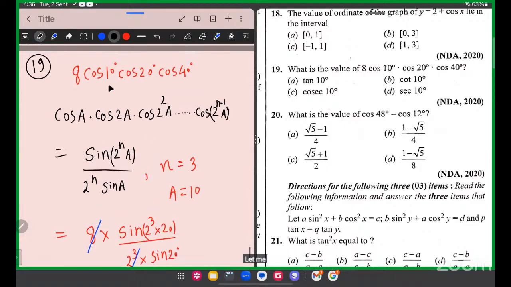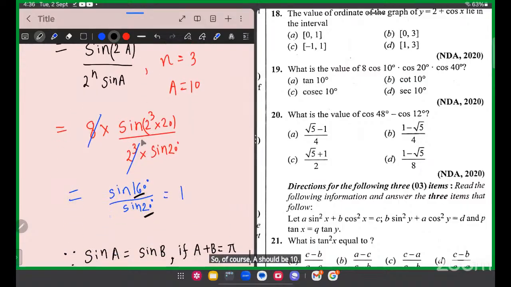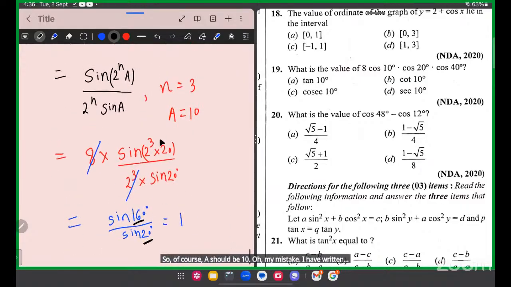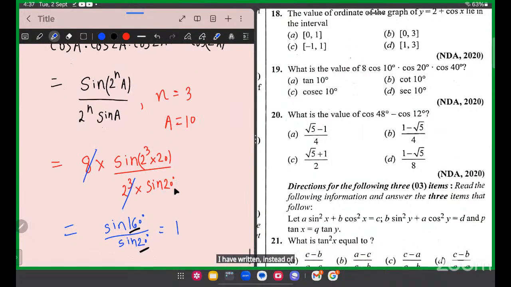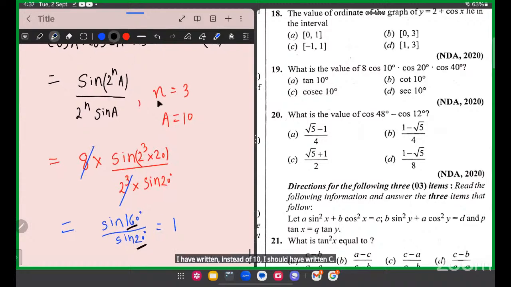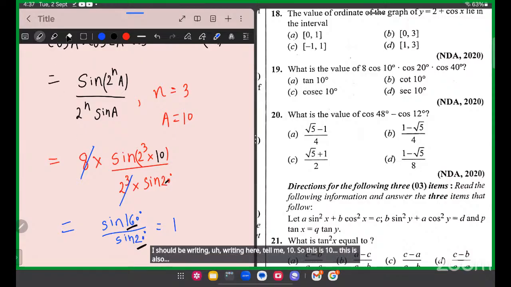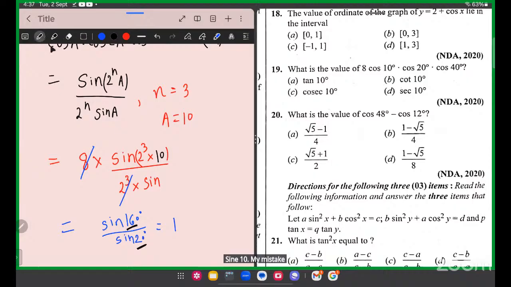Let me check one more time. We have got 10, 20, and 40. So double of 10 is 20, double of 20 is 40. So of course A should be 10. Oh, my mistake. Instead of 20, I should have written 10. So this is 10. This is also sine 10. My mistake. So it is 10.